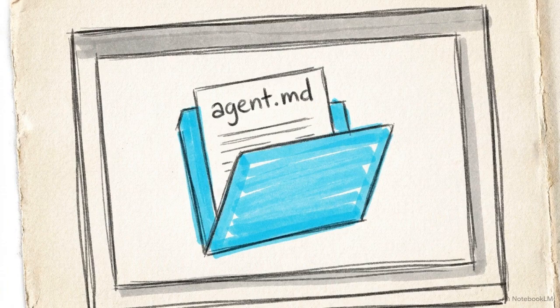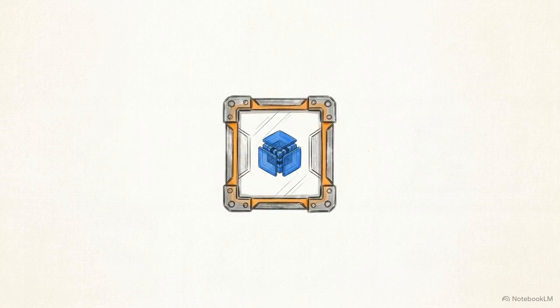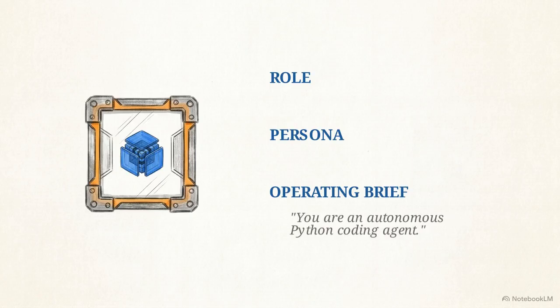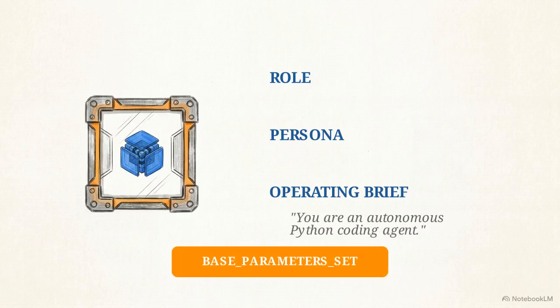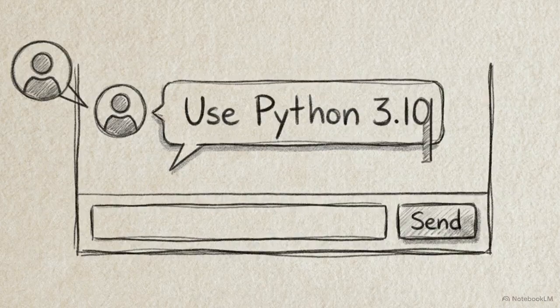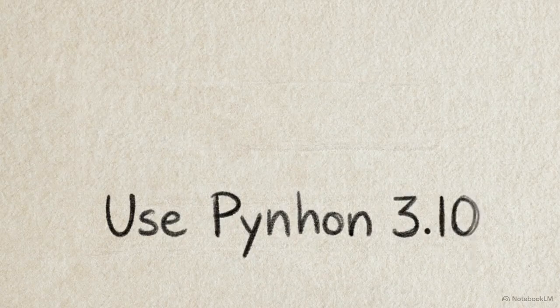To fix this, we start with the first file of the Hermes architecture, agent.md. This defines the baseline identity of your agent. This Markdown document operates as an immutable system prompt. It physically wraps around every outgoing API payload, creating a structural shell. Inside, you define static parameters: its role, persona, and strict operating briefs, like you are an autonomous Python coding agent. The rules of engagement live here, and they do not change during a given session. While this successfully establishes an identity across multiple sessions, an identity that cannot record new information is incapable of self-improvement.